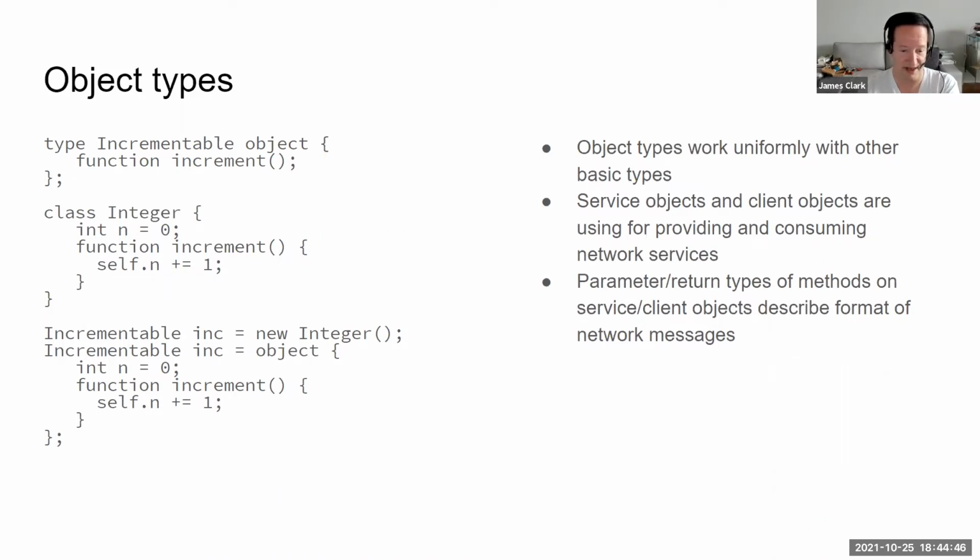So here we've defined a class integer, and that defines a class that we can use in new, and it also defines a type, and that type integer is a subtype of incrementable. So we can assign an integer object that we just created to incrementable. And we also have object expressions, which just create an anonymous object too.